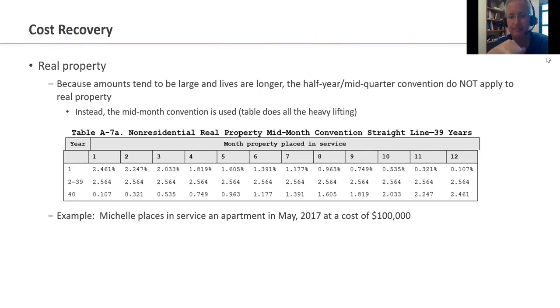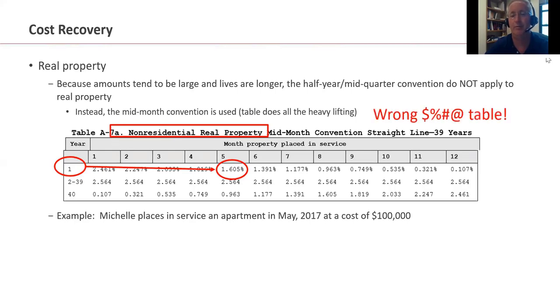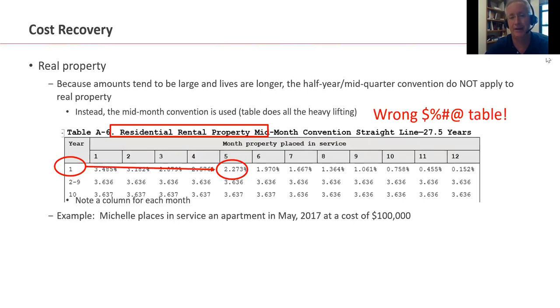So notice this table. This is non-residential real property. It's a 39-year straight line life. All real property is straight line. And you can see that there is a column for every month. So if Michelle places in service an apartment, May 2017, at a cost of $100,000. Okay, well, it's the first year. It's May. In theory, she would use 1.605 and multiply that by 100,000. But what kind of property did Michelle place in service? It was an apartment. This is the non-residential real property table. We have the wrong table. So what we need to do is go find the right table, right?